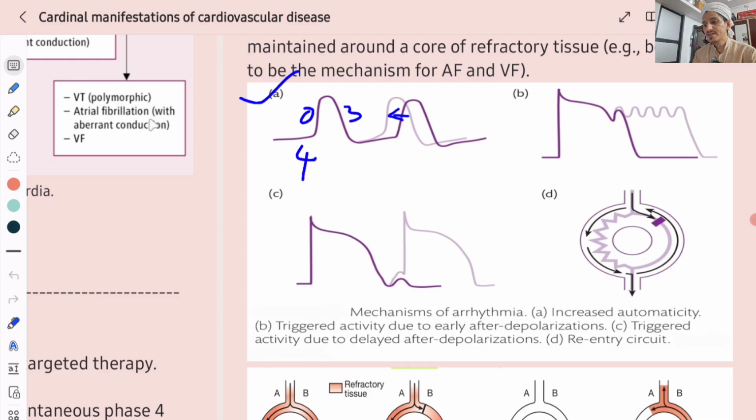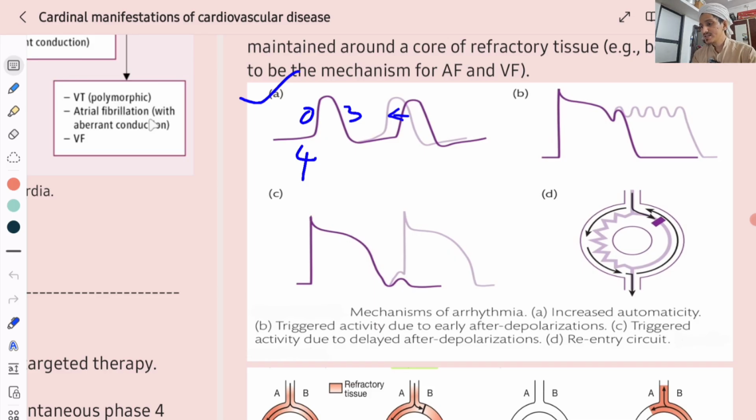What does it mean that it becomes straight? It means there is acceleration. For example, if you are running a car, you press the accelerator, the car will move forwards. So there is acceleration of the generation of impulses from the pacemaker cells or from ectopics. That is the first mechanism.